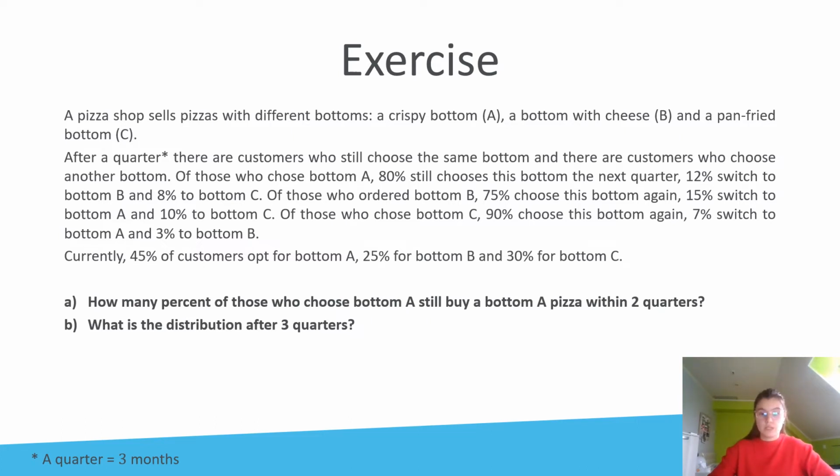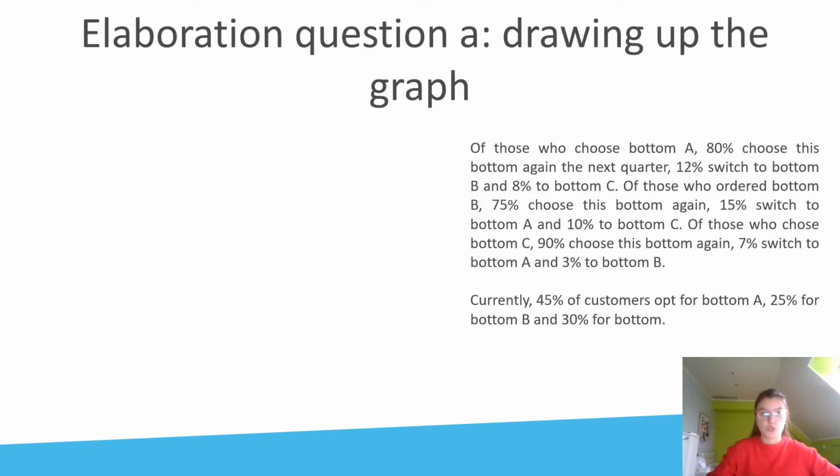Of those who ordered bottom B, 75% choose this bottom again, 15% switch to bottom A, and 10% to bottom C. Of those who chose bottom C, 90% choose this bottom again, 7% switch to bottom A, and 3% to bottom B. Currently, 45% of customers opt for bottom A, 25% for bottom B, and 30% for bottom C. Question A: what percent of those who chose bottom A still buy a bottom A pizza within 2 quarters? Question B: what is the distribution after 3 quarters? Let's start with the first question.